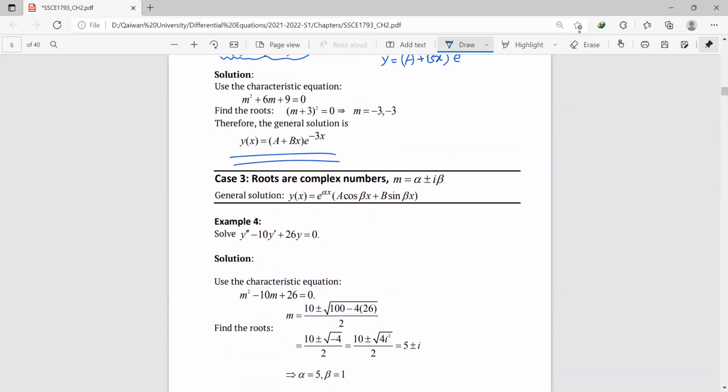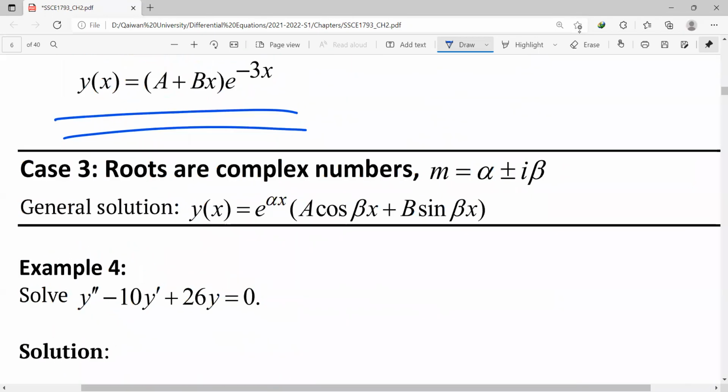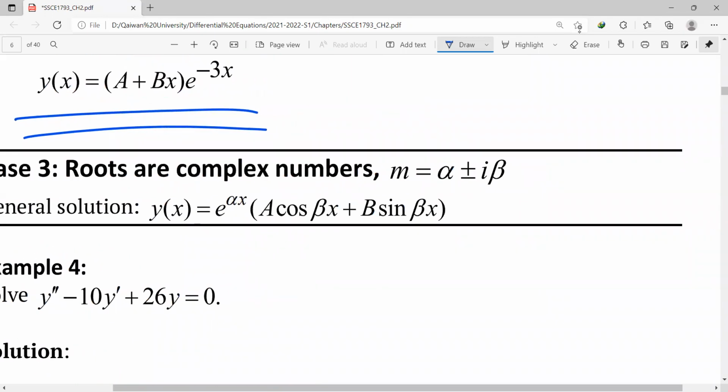Now we have case 3. In case 3, we say if the roots are in the form alpha plus or minus i beta, it means the terms inside the square root are negative. If we have, let's say, minus 2, what's this? It doesn't belong to the real numbers. This is a complex number, and we can say it equals i square root of 2, because the square root of negative 1 is i.